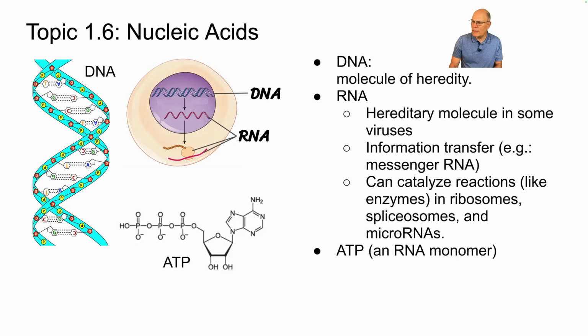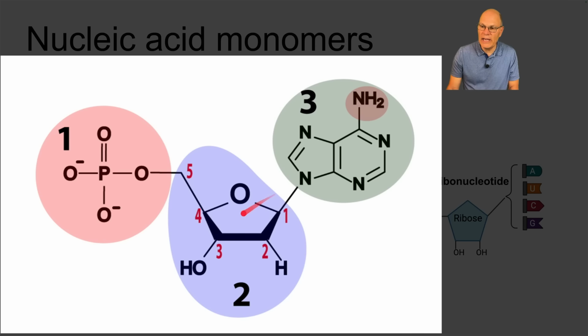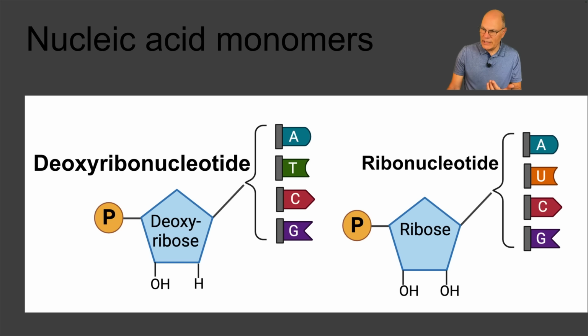Nucleic acid monomers are nucleotides, and that consists of a 5-carbon sugar, a nitrogenous base, and a phosphate group. The nucleotides that make up DNA and RNA are subtly different. There's a different sugar, deoxyribose versus ribose in RNA, and the bases are different, ATCG in DNA, AUCG in RNA.